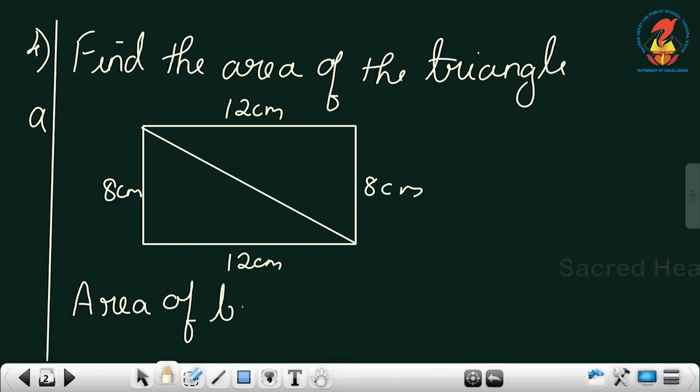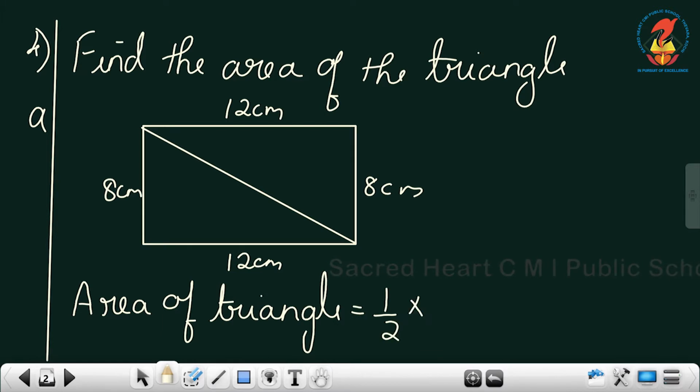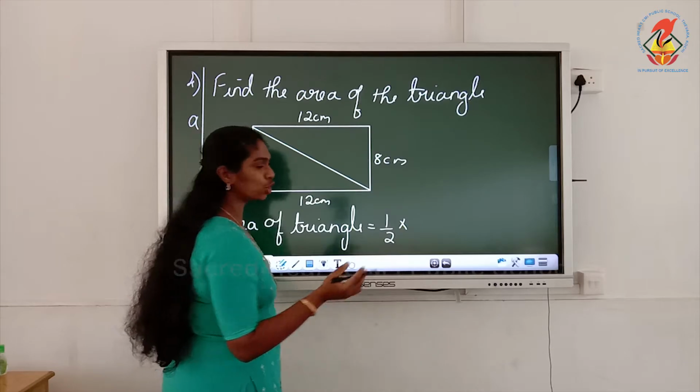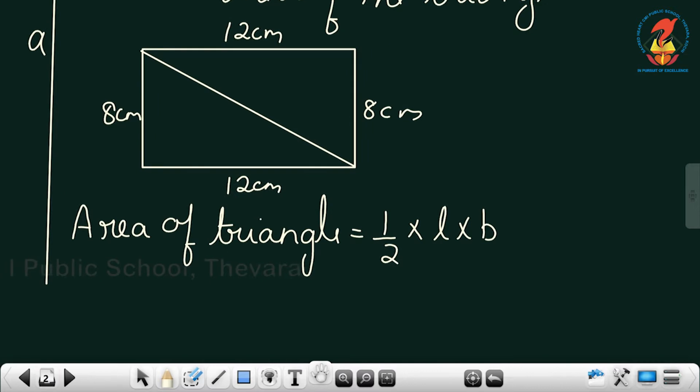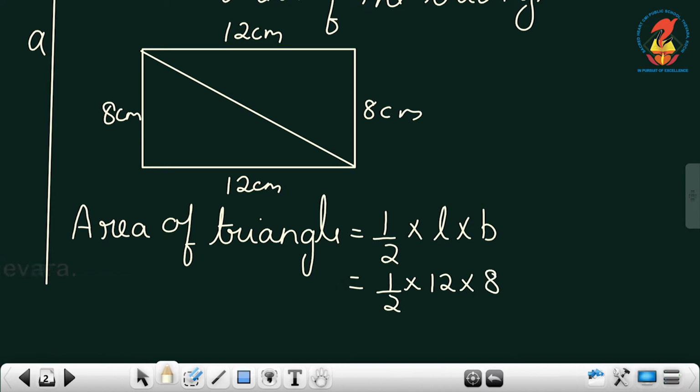Area of triangle. What was the formula for that? It is half of area of rectangle. Half of means into. Area of rectangle is length into breadth. Half into length into breadth. Half of area of rectangle. So, what is the length given to you? Length is 12. Half into 12 into 8.